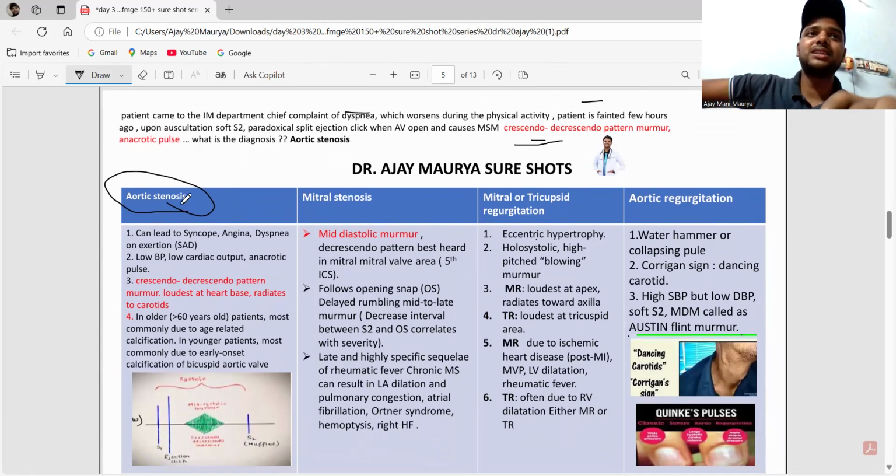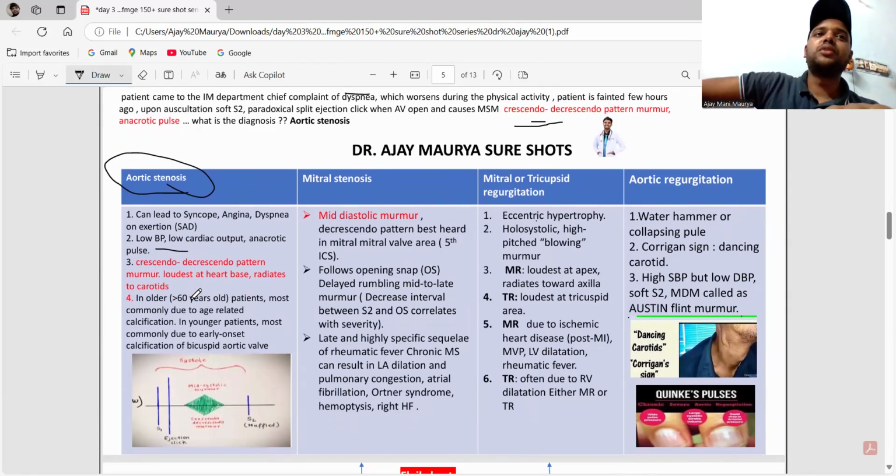It may lead to syncope, angina, and dyspnea on exertion, especially during physical activity. There is a crescendo-decrescendo pattern murmur, loudest at the heart base and radiating to the carotids. It is most common in patients more than 60 years old, due to age-related calcification. In younger patients, it is most commonly due to calcification of a bicuspid aortic valve.